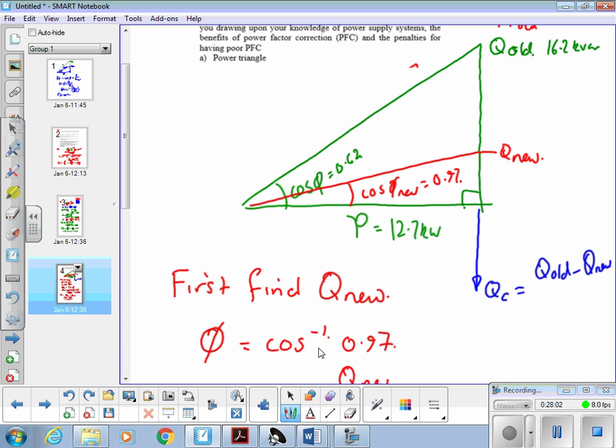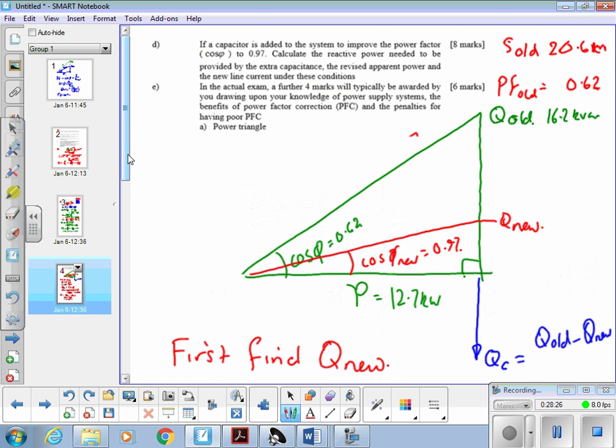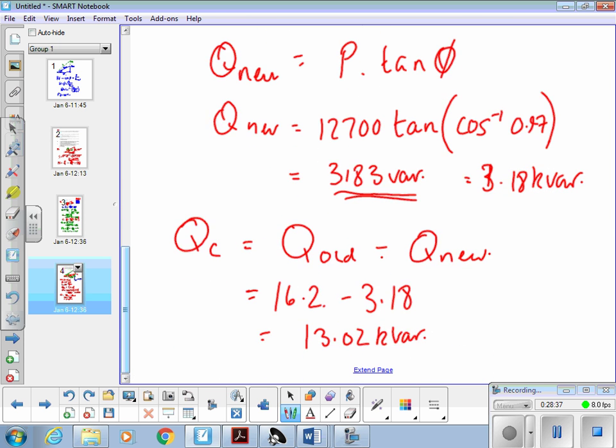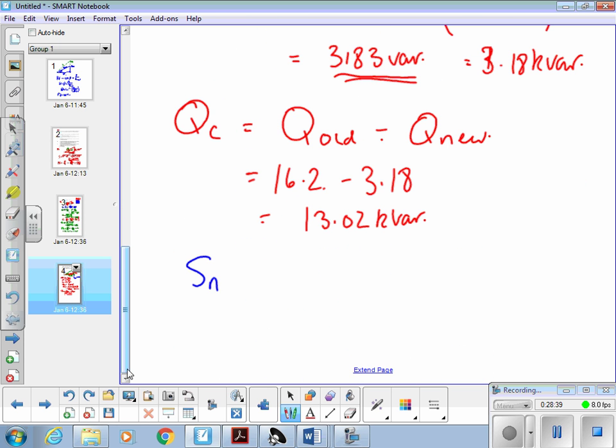This question could be turned round, and you'd be given a capacitor value: how much does it reduce the reactive power by? You'd then be calculating this value and taking it off the old one to find a new Q. So you could get this question a slightly different way round. Then the last part of the question is revised apparent power and new line current. So S new, how do we calculate S new?